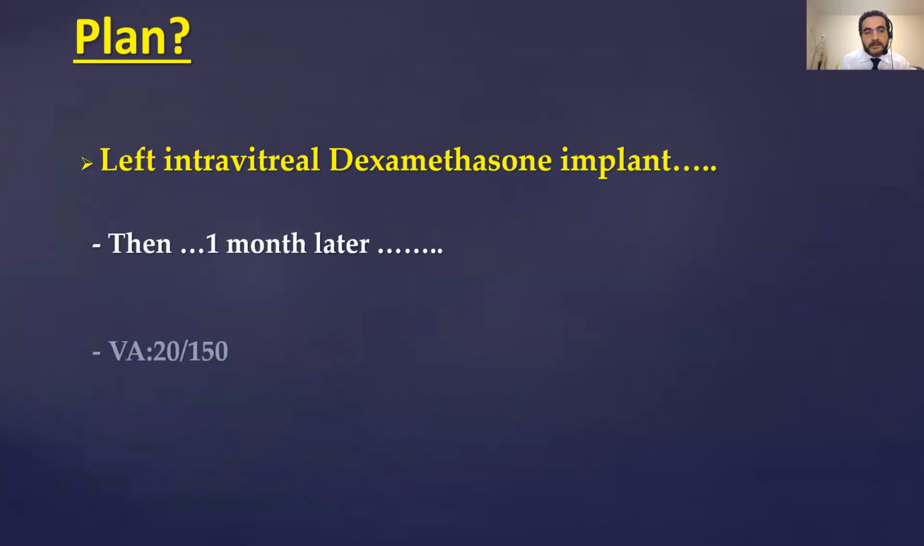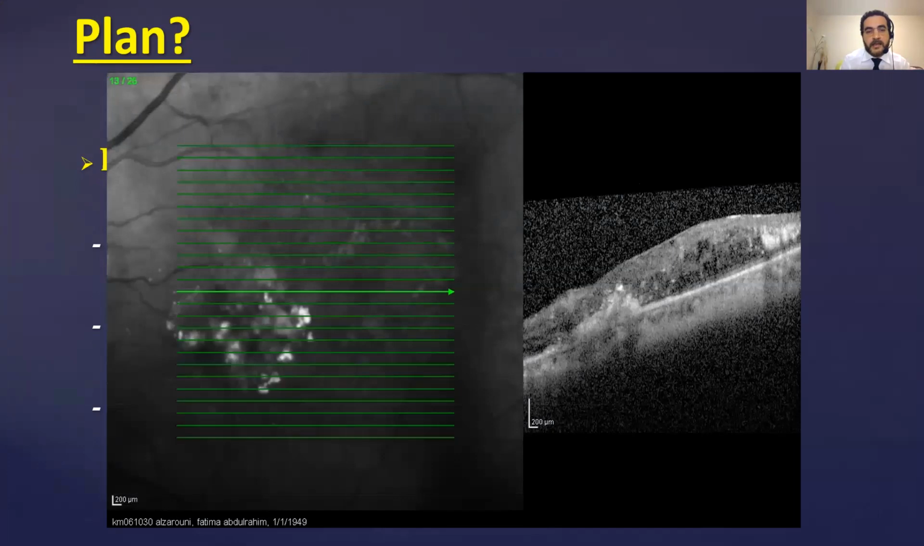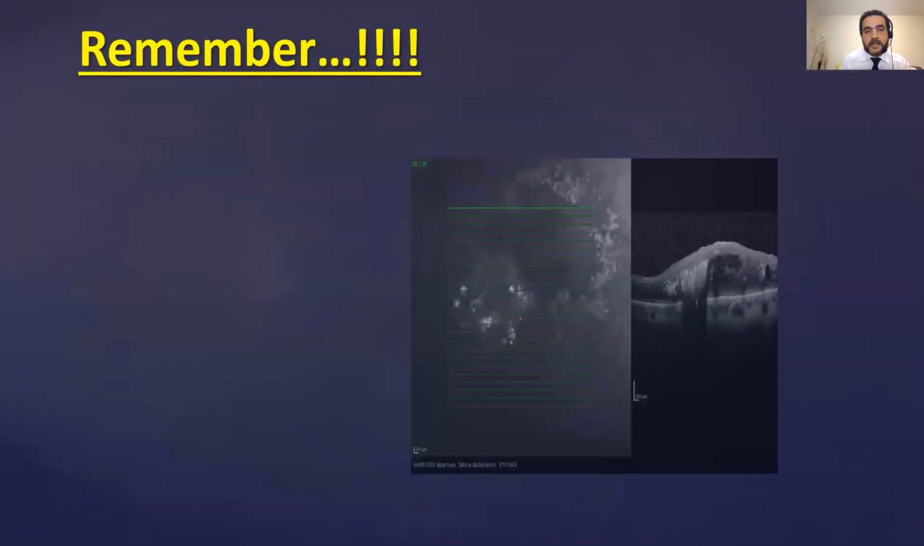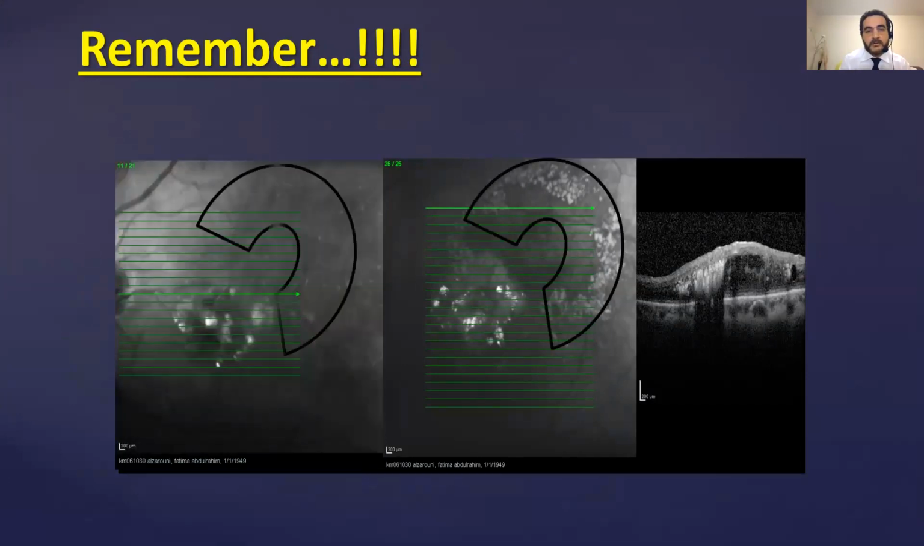And 1 month later, the vision improved. And look at the OCT. What I want to highlight here is the resolution of the hard exudate and the edema subsiding. For sure we have some scar on the fovea, but it would not go away. But look at the pre and post. This is pre and this is post injection. You can see how fast the resolution was, and also the density of the hard exudate at the fovea was resolved.